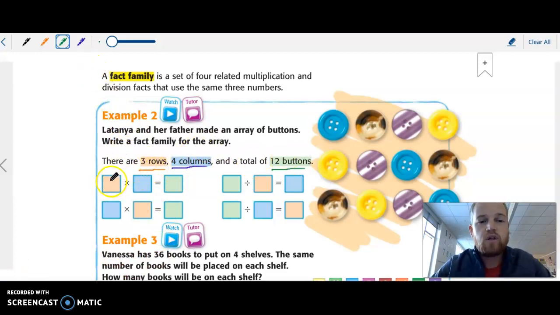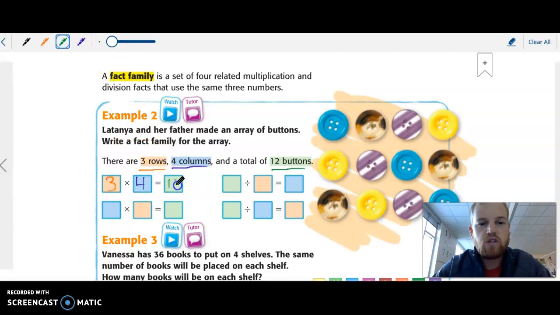So we're going to look at this and see, okay, if I put my rows first here, I have 3 rows times how many columns? I have 4 columns. And then what was my total if I counted them all up, my 3 rows and my 4 columns? If I count them all up, 1, 2, 3, 4, 5, 6, 7, 8, 9, 10, 11, 12, I'd end up with 12 total. So that's going to be my total here.